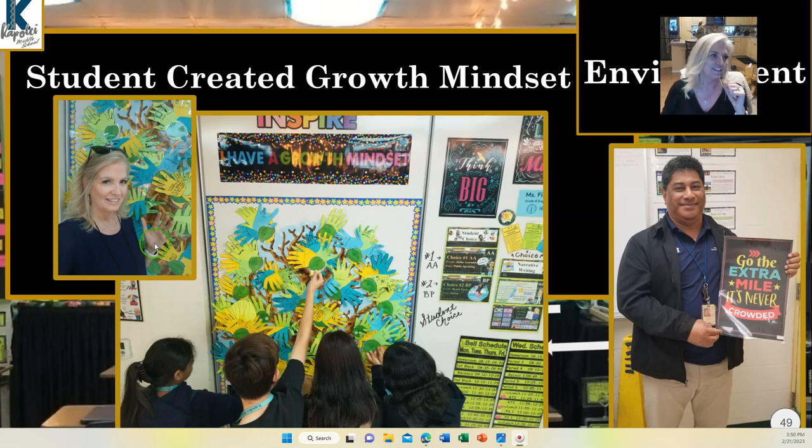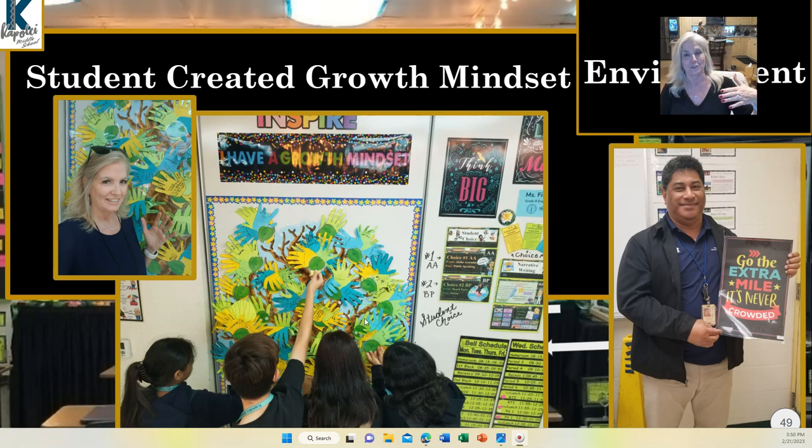So one is this student-created growth mindset. All the students either look around the room and find a quote that they like, look online and find a growth mindset quote that they like, or they create one themselves, which is so beautiful when they create them themselves. And this tree is actually taller than I am, as you can see here.